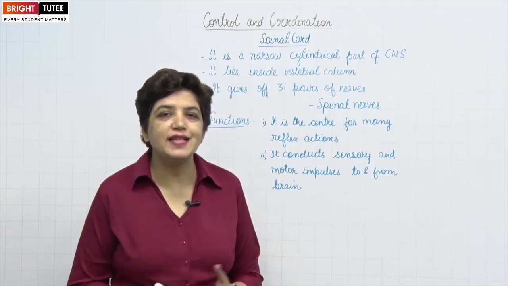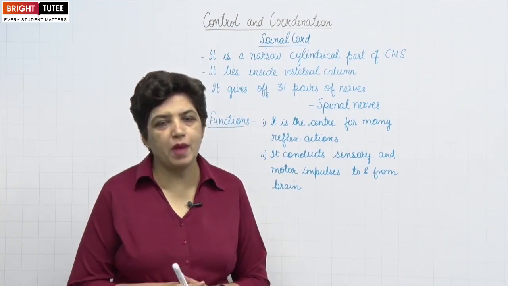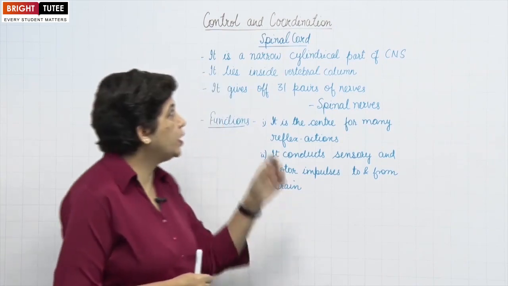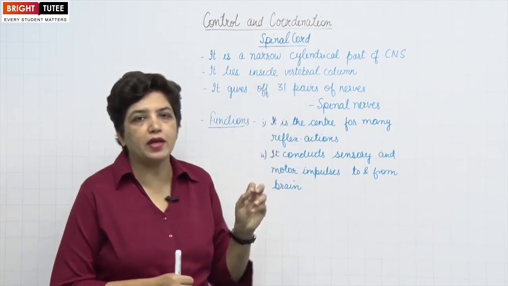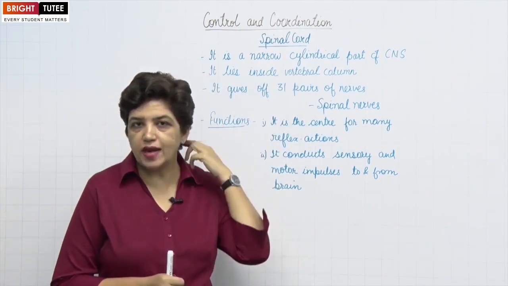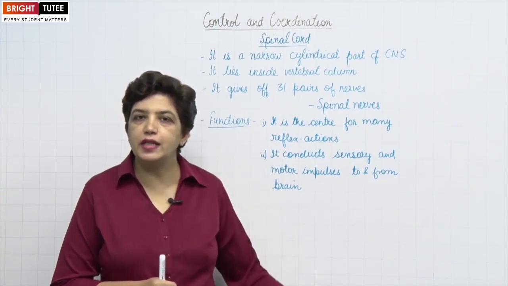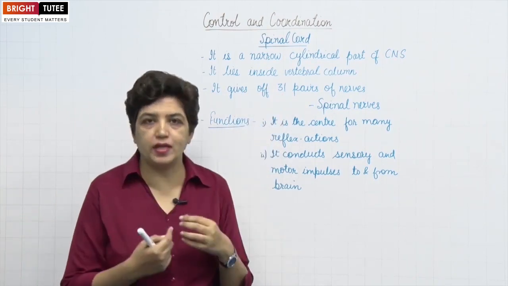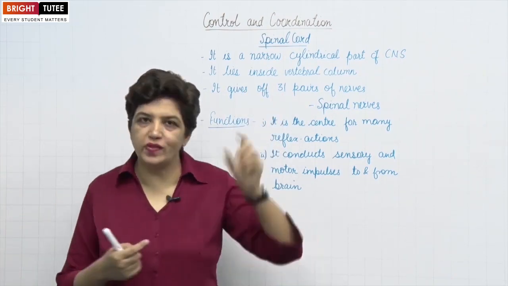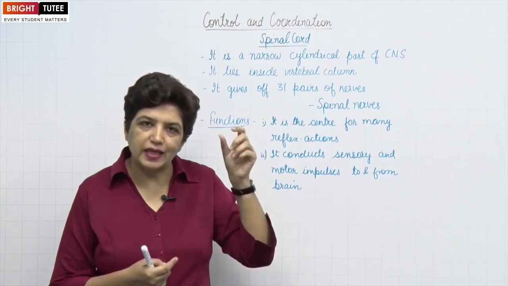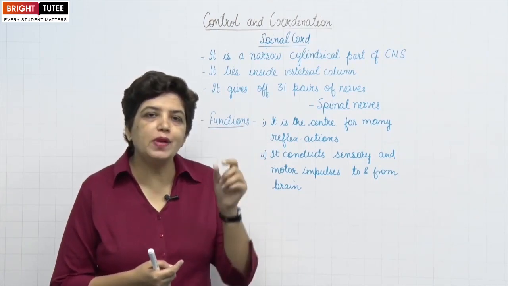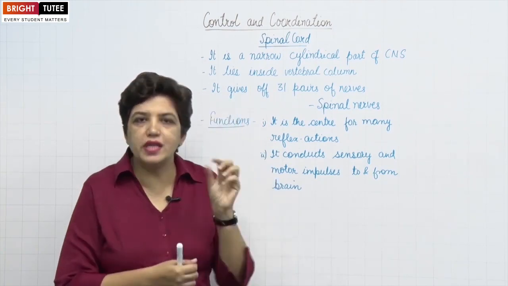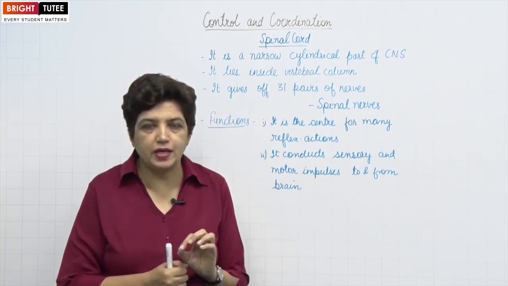Now, let us discuss a very important part of the central nervous system, that is the spinal cord. The spinal cord is a narrow cylindrical part of the central nervous system. It arises from the base of the brain till the lower lumbar region. It lies inside the vertebral column. On the back you will notice a hard thing in the middle, that is the vertebral column. The vertebral column is made up of small bones joined together. Each bone is called a vertebra, right?